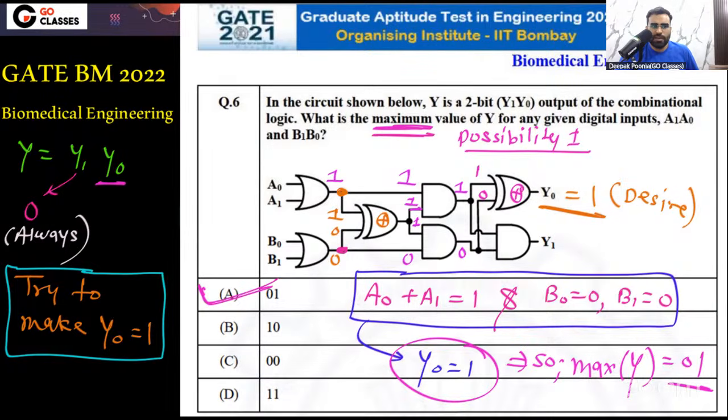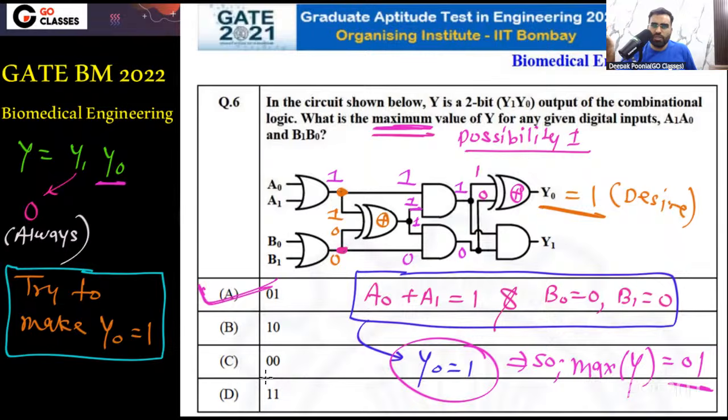So this is the method number 1. Here we are doing the backtrack. We are going in the backward direction. First we are checking, can we make Y1 equal to 1? Then we see that, okay, Y1 equal to 1 is not possible. So Y1 is always 0. Then we are checking, can I make Y0 equal to 1? If I can make Y0 equal to 1, then the answer will be 0, 1. Otherwise, the answer will be 0, 0. But here you can see that, yes, I can make Y0 equal to 1. Okay, I hope you understood.